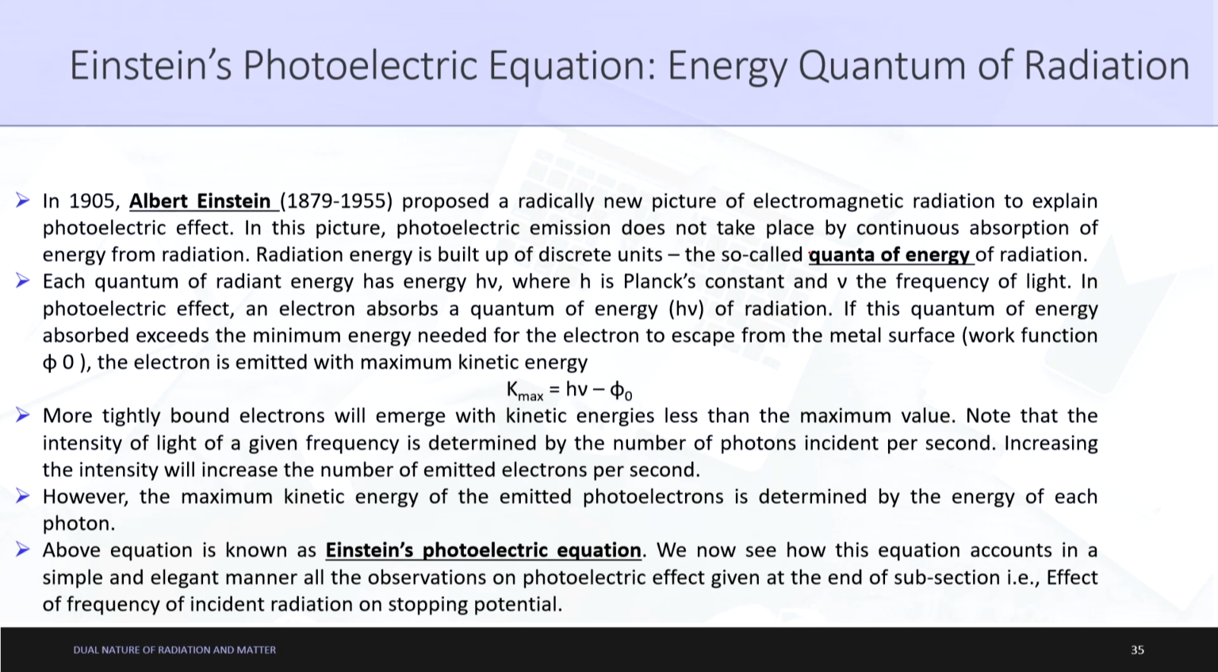So, in this picture, photoelectric emission does not take place by continuous absorption of energy from radiation. Radiation energy is built up of discrete units, the so called quanta of energy of radiation. Okay. Each quantum of radiant energy has energy h nu.